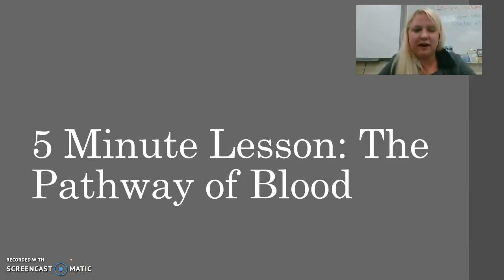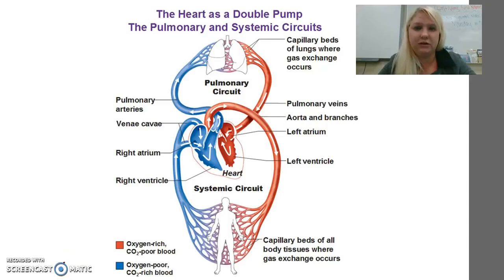Today we're going to talk about the pathway of blood through the heart, and we're also going to talk about the difference between the pulmonary circuit and the systemic circuit that basically your heart and body are interacting with. So this is the first thing we're going to talk about, this pulmonary circuit and systemic circuit.